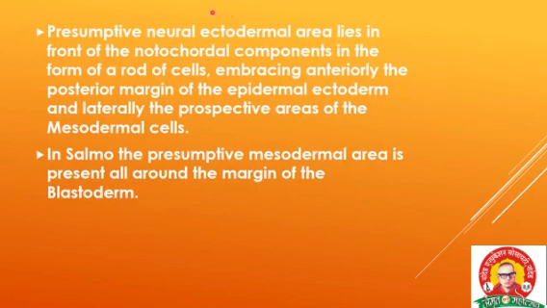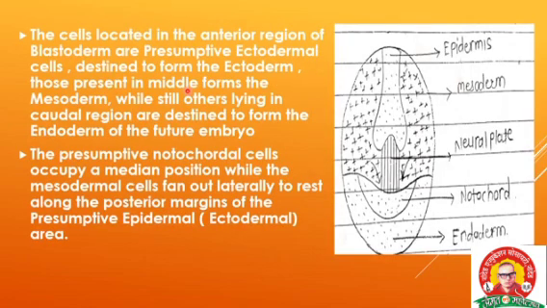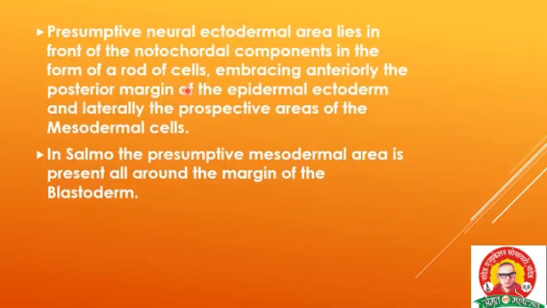Then the prospective neural ectodermal area lies in front of the notochord, which is a rod of cells. This figure shows the rod of cells, anteriorly the posterior margin of the epidermal ectoderm, and laterally the prospective area of the mesodermal cells.